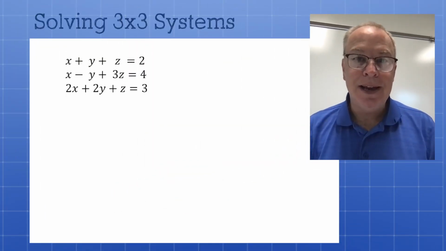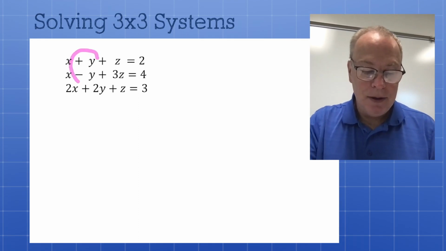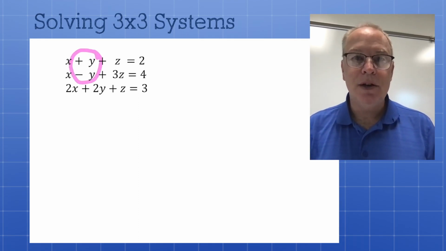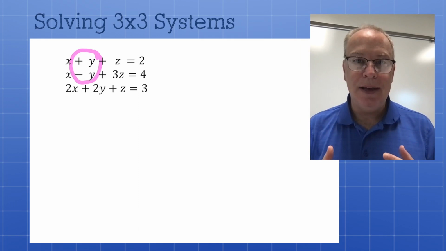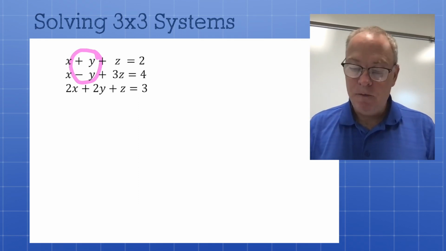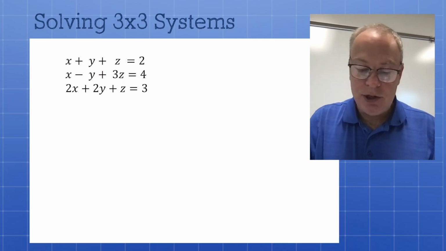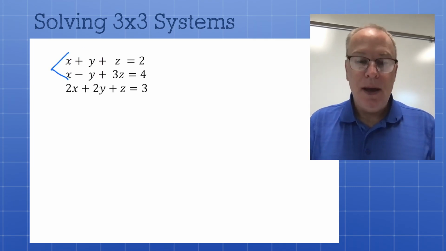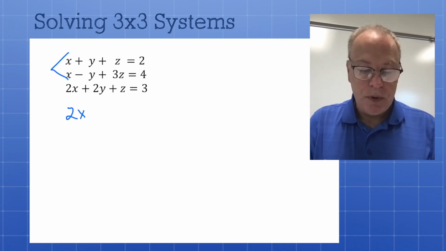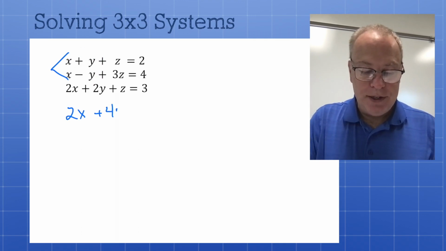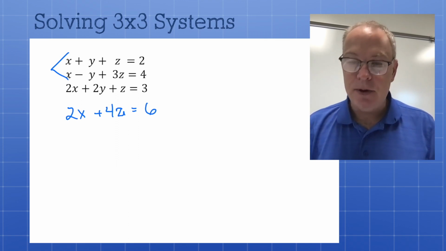I'm looking at this, and I see that the y's will add up to 0 right there. So let's eliminate the y's by adding the first 2 equations together. So I'm going to add those first 2 equations together, and I get 2x plus 4z equals 6. I added the first 2 equations together.